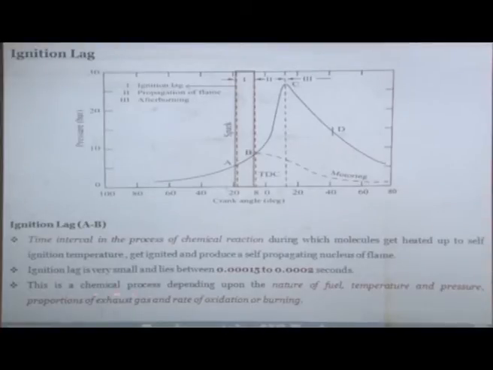So, this is a chemical process depending upon the nature of the fuel, the temperature and pressure, proportions of the exhaust gas and rate of oxidation of burning. So, all these things: how much is the fraction of the exhaust gas that is left from the previous cycle, how much is the rate of the oxidation and burning, how much is the temperature and pressure in the combustion chamber, what is the nature of the fuel, what is the octane number of the fuel, all these are going to dictate how much will be the ignition delay.